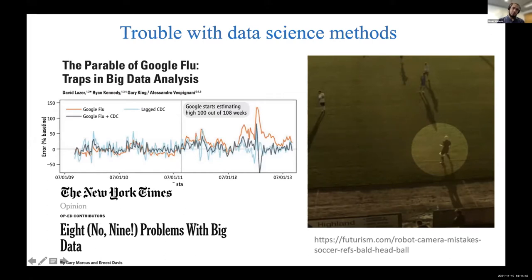Now, we may laugh at this example, but actually it can be catastrophic when a self-driving car crashes into another vehicle or a human, or a medical diagnosis system misidentifies a disease. So it's really important that we understand the dangers of purely data science methods, and what we can do to overcome them.